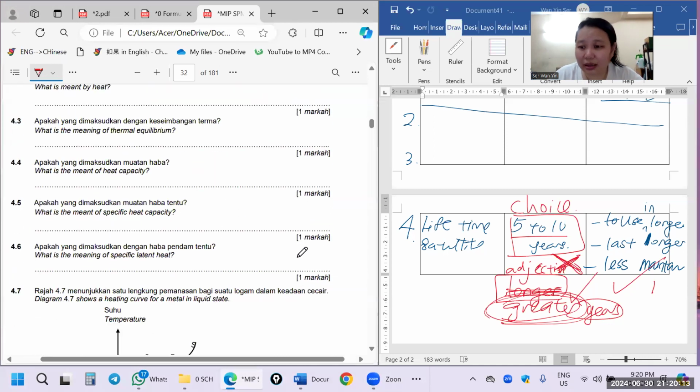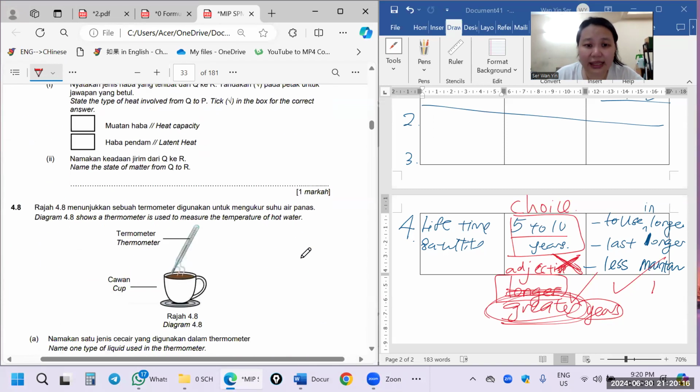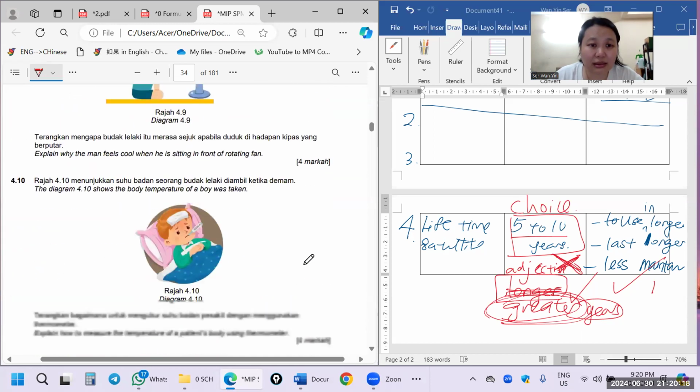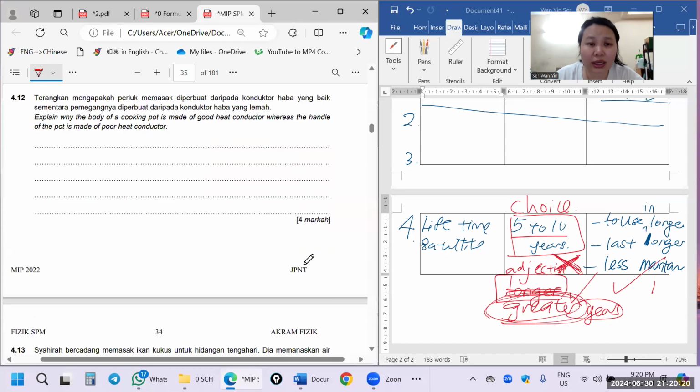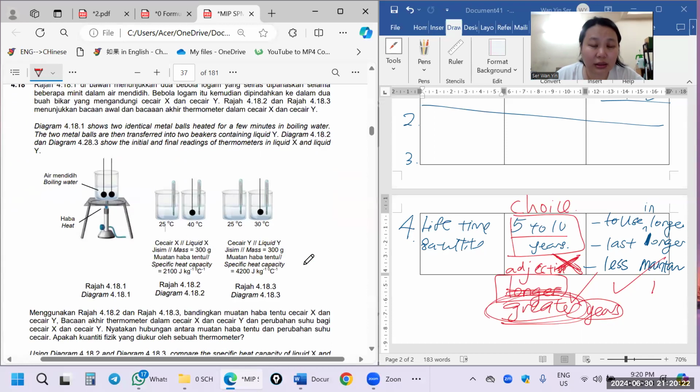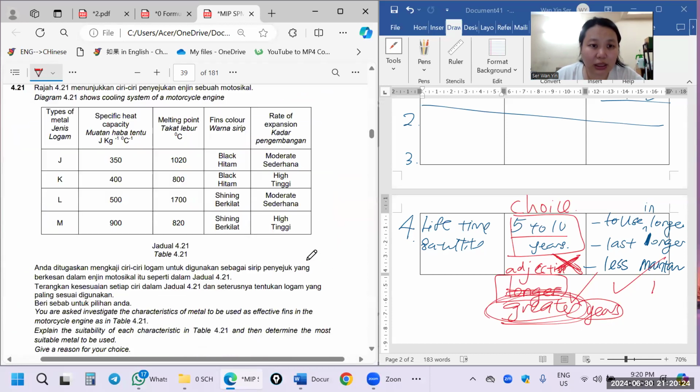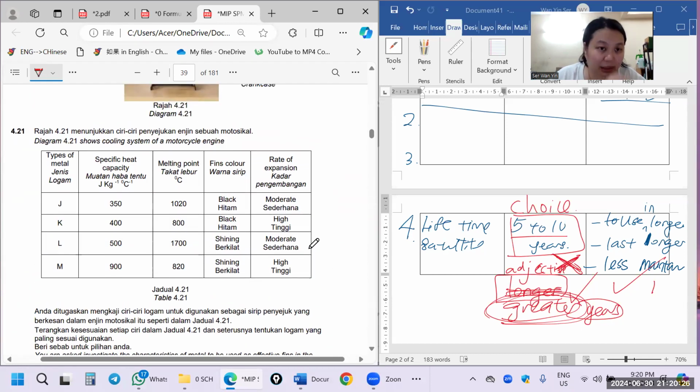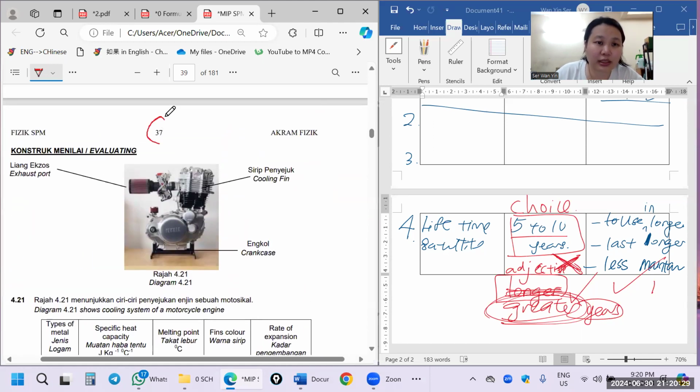Sorry, I underestimated the time. Next time I will make it 1.5 hours. Okay, this one. This is page 37.